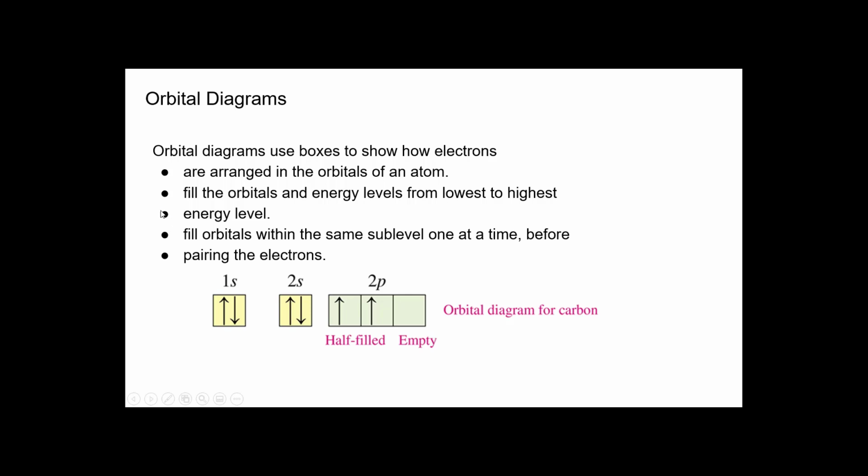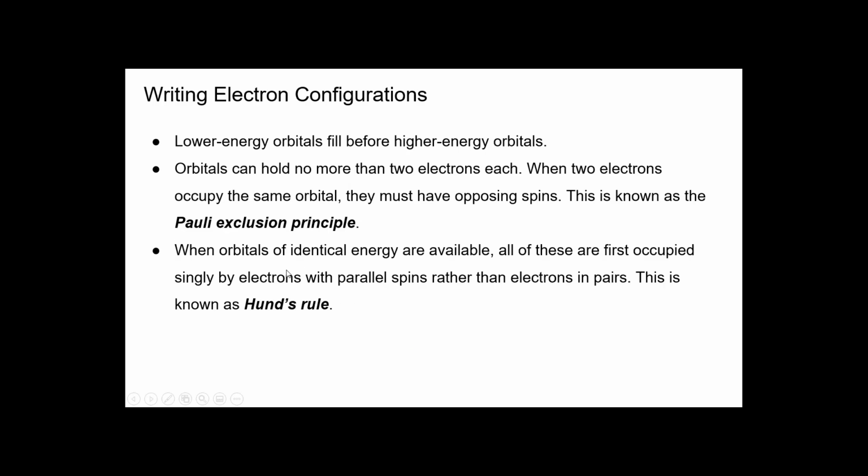Highest energy level. That is wrong. That should be over here. Fill orbitals within the same sublevel one at a time before pairing. So if we deal with the p's, we fill these in separately before we fill them in together. That's lowest in energy. So lower energy orbitals fill before higher energy. Remember that bookshelf? We start at n equals 1 and we keep going up and up until we can load all our electrons into orbitals.